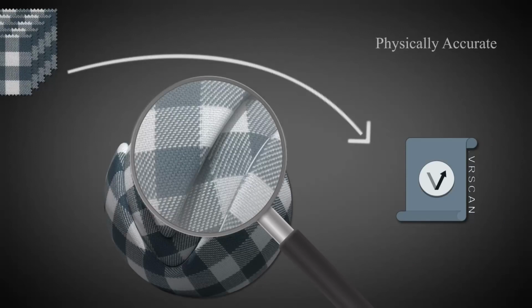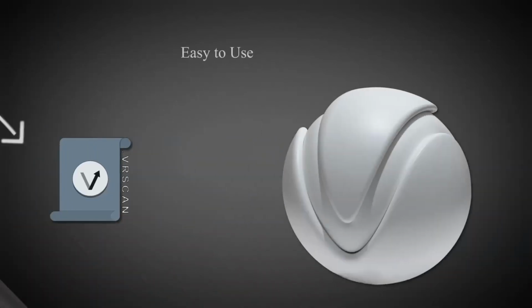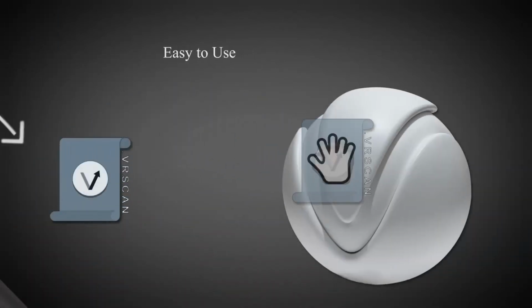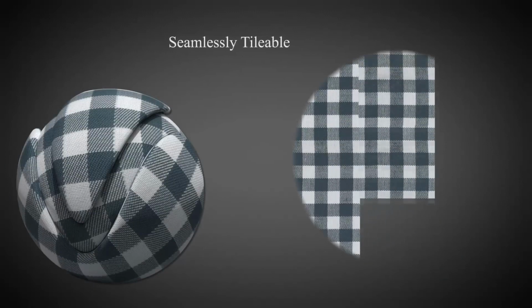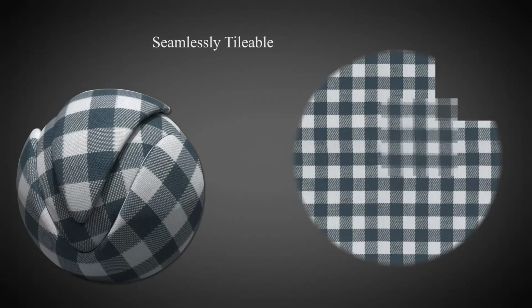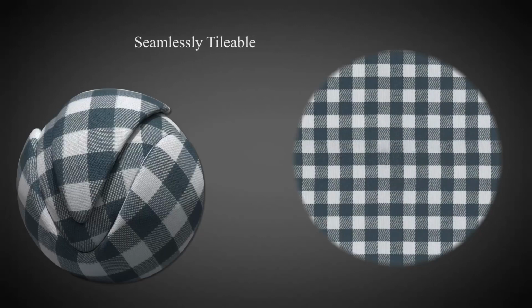To recreate a material as physically accurate as possible from the ground up, you need to build a complex shading network, which could be a daunting and time-consuming task. VRscans require no prior material building knowledge or use of any reference materials. Setting up VRscans is as easy as just drag and drop. On top of that, a scanned material is seamlessly tileable, which means you won't get any seams or repeatable patterns when you tile the material over the surface.